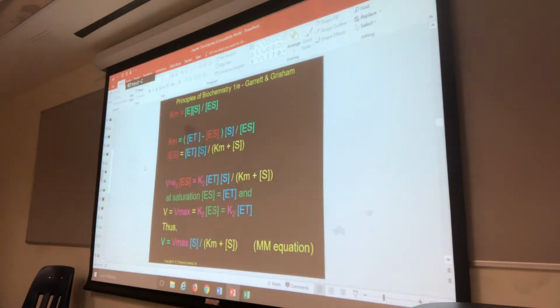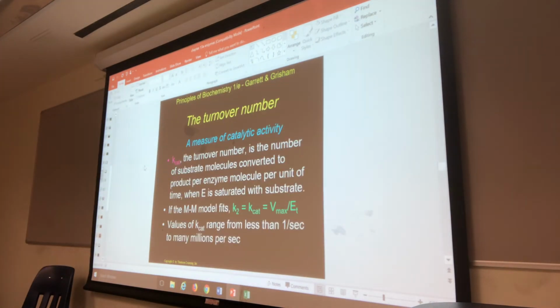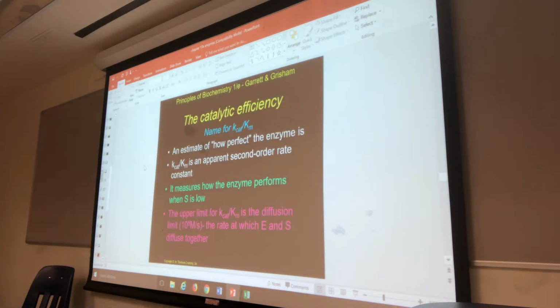Let's see if I can find catalytic efficiency. Wait, back up. Here we go. Well, the other one was turnover number, but yes, catalytic efficiency. An estimate of how perfect the enzyme is. It measures how the enzyme performs when the substrate concentration is low. And that is the most important property when we talk about enzymes biologically speaking.